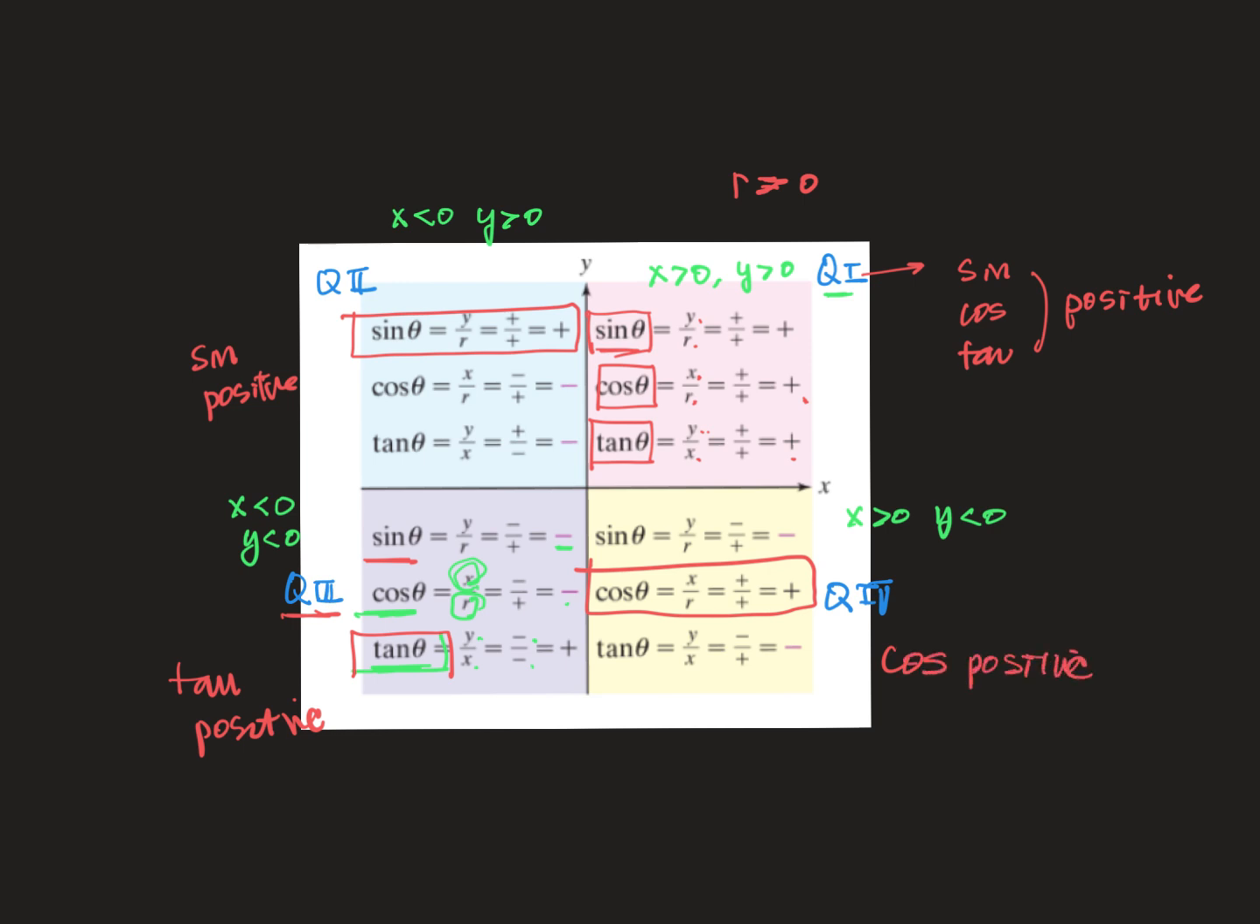So one more time, guys. Quadrant 1, all trigonometric functions are positive. Second quadrant, sine is positive. Third quadrant, tangent is positive. Fourth quadrant, cosine is positive.